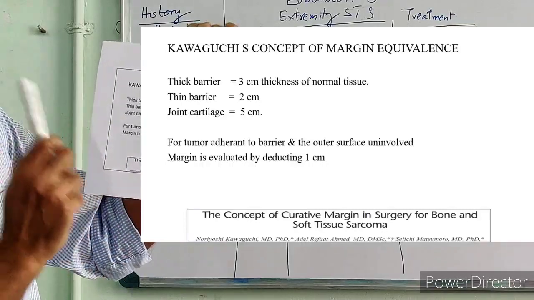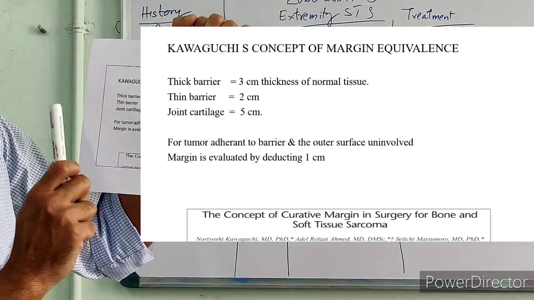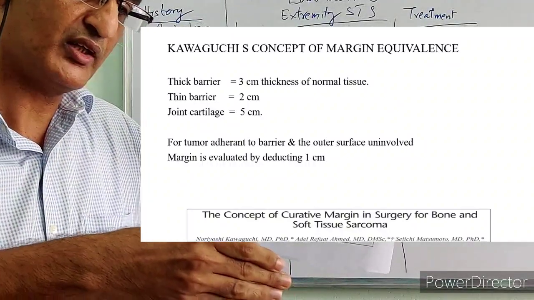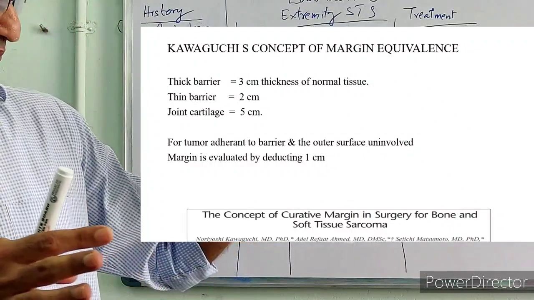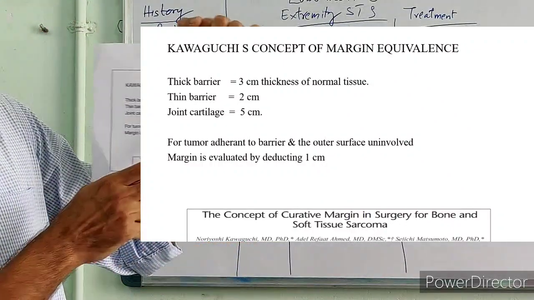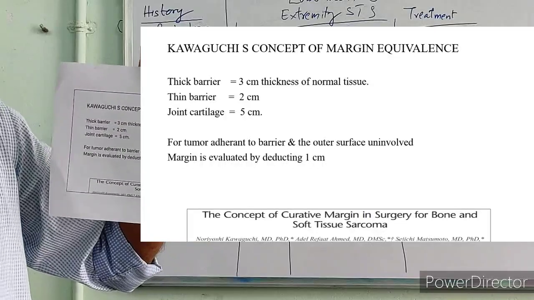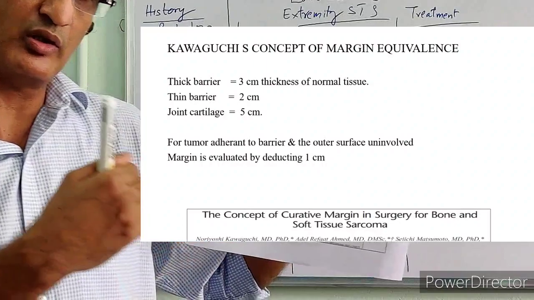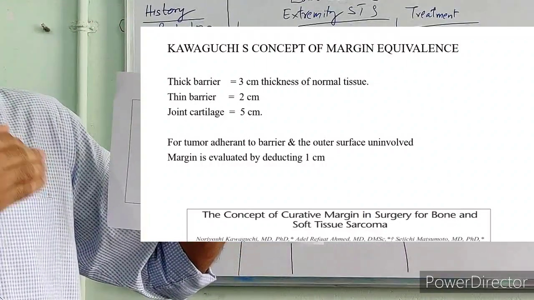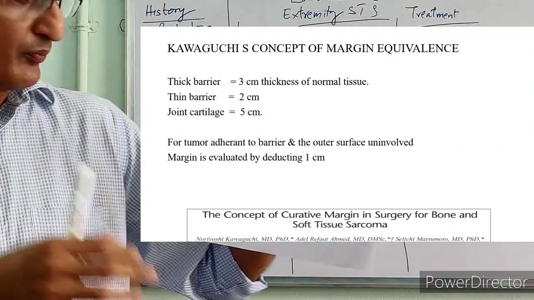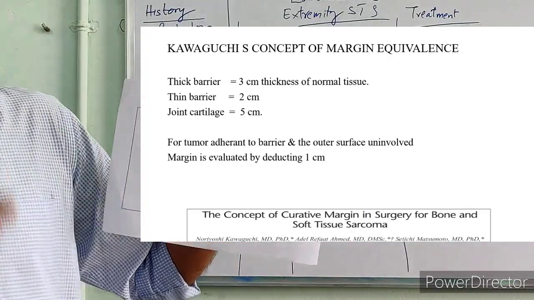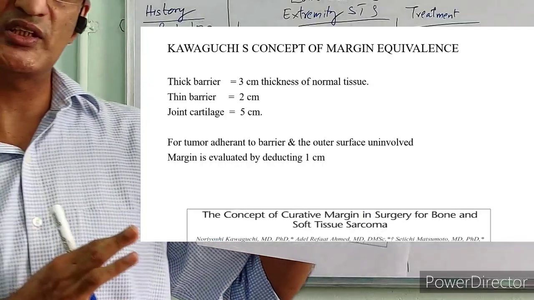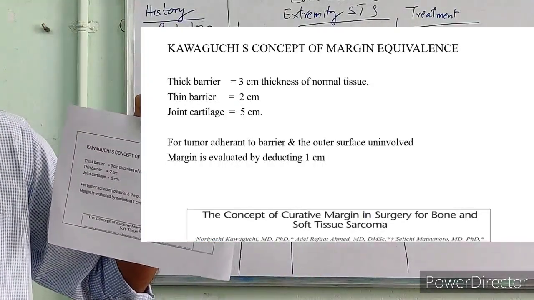But this is very important. A tumor adherent to the barrier, where the outer surface is involved... That means only the inner surface is touched or partly infiltrated by the tumor, and the outer surface is intact. You can still excise the tumor, deducting 1 centimeter of clearance. What does it mean? Suppose a thick barrier or iliotibial tract is infiltrated by, or just touching, or adherent to the inner border of the iliotibial tract, but the outer border is uninvolved. You can only consider it as 2 centimeters clearance. This is a concept put forward by a Japanese surgeon called Kawaguchi. You should know about Kawaguchi's theory.